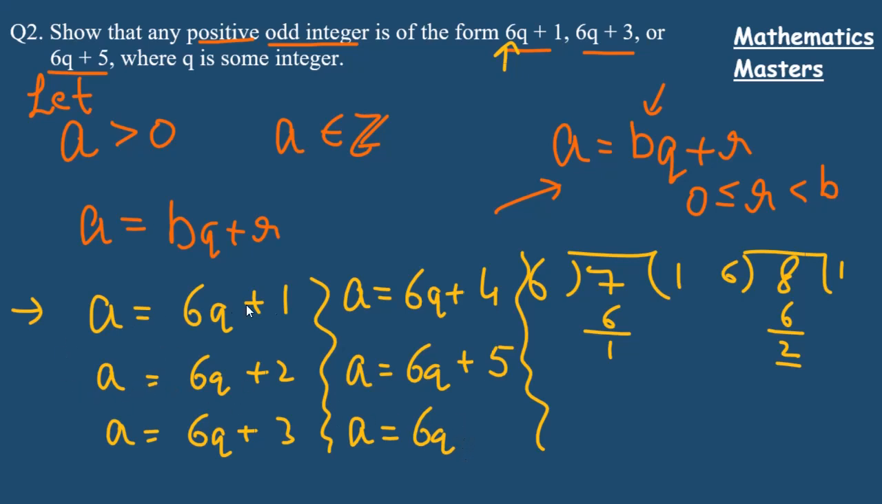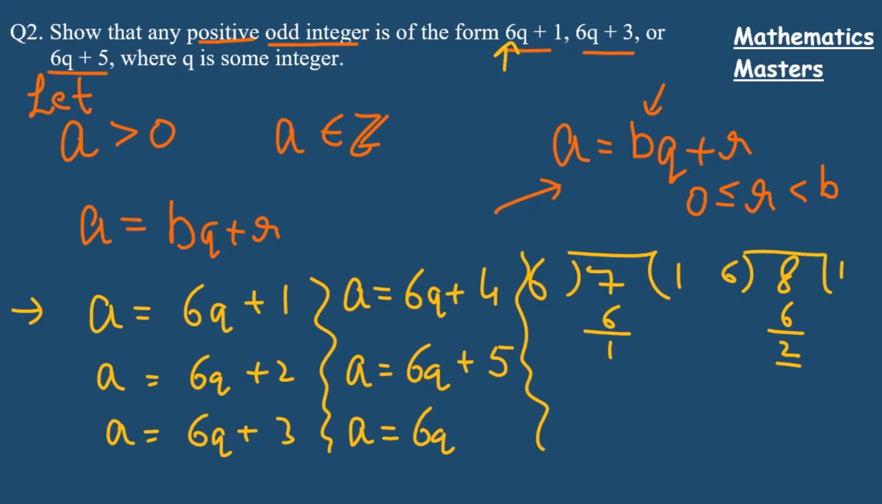Now look over here, very important things. After 13, I can write a is equal to 6 into 2, 12, plus 1. Obviously, it will look like this. Now, what is my idea over here? Let us read the question again.